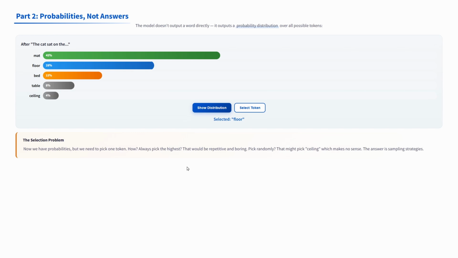Now we have a problem. We got probabilities, but we need to pick one token. Should we always pick the highest, that is mat in this case? That would be predictable, right? But boring and repetitive. Should we pick randomly? That might select ceiling, which makes no sense for a cat. The answer lies in the sampling strategies.